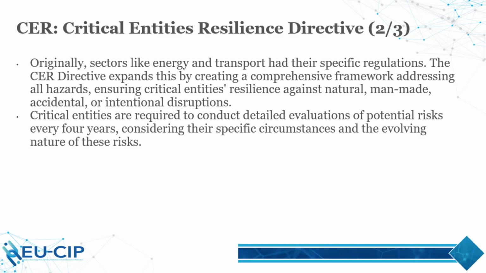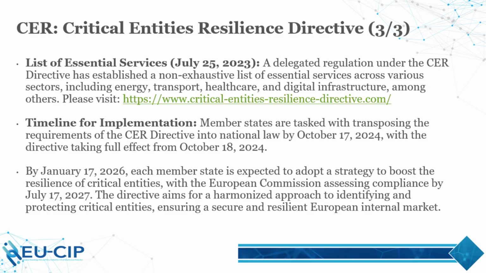A cornerstone of this directive is the requirement for critical entities to carry out comprehensive risk assessments. These assessments are vital in identifying potential threats that could disrupt essential services, tailored to each entity's specific circumstances and the dynamic risk landscape. On July 25, 2023, a significant milestone was achieved with the establishment of a non-exhaustive list of essential services. This list spans a range of sectors, from energy and transport to healthcare and digital infrastructure, delineating the services deemed critical for the EU's resilience. For more information, please visit the Critical Entities Resilience Directive.